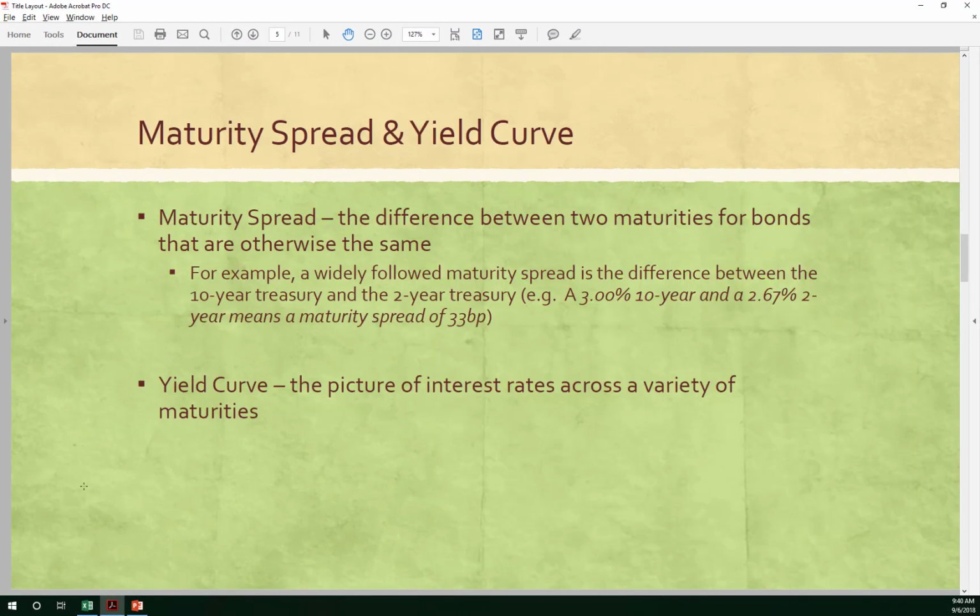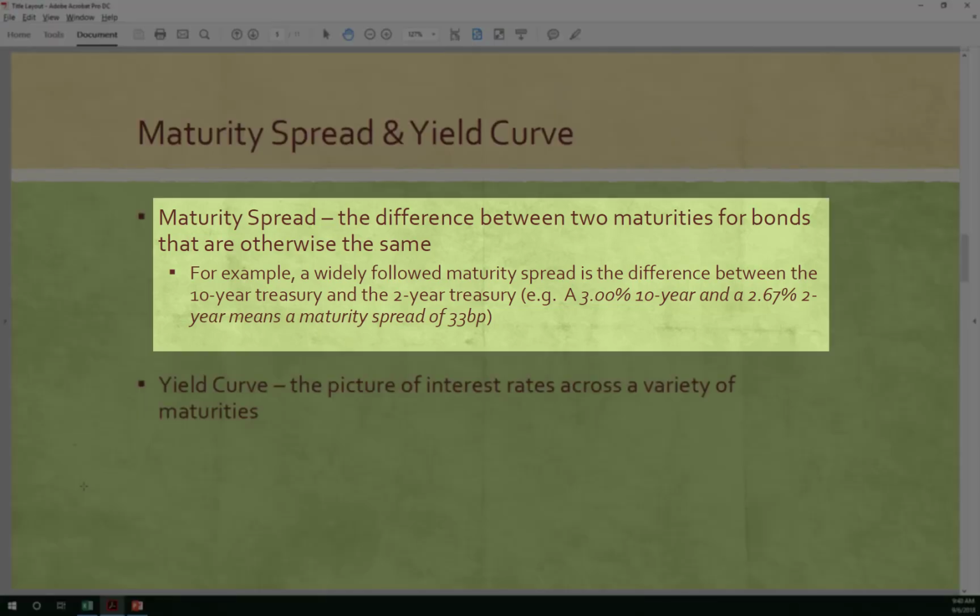So a couple more to look at. Maturity spread. This is going to be the difference between the two maturities for bonds that are otherwise the same. So if we have comparable bonds, the only thing different between them is when they mature. We can look at the yields for those two bonds, look at the difference in those yields, and that's going to be the maturity spread.